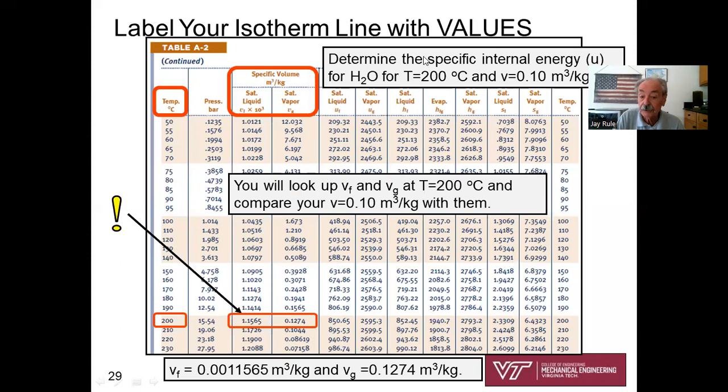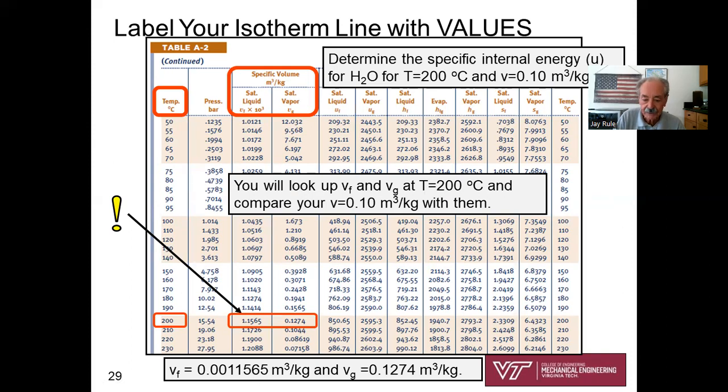We're going to label our isotherm lines with values for specific volume V. We're going to use the temperature table because that's what we're given. We go down to a temperature of 200 degrees C, and we write down two numbers, V sub F and V sub G. Look at this column heading: saturated liquid V sub F times 10 cubed. What that means is this number, 1.1565, is actually, on your paper or on your graph, the specific volume of saturated liquid V sub F, 0.0011565.